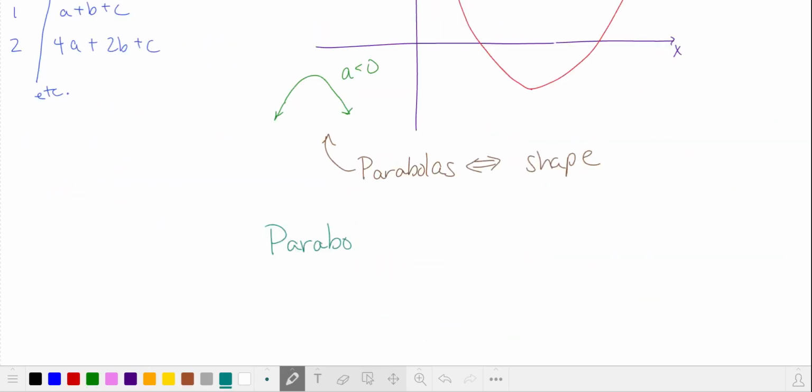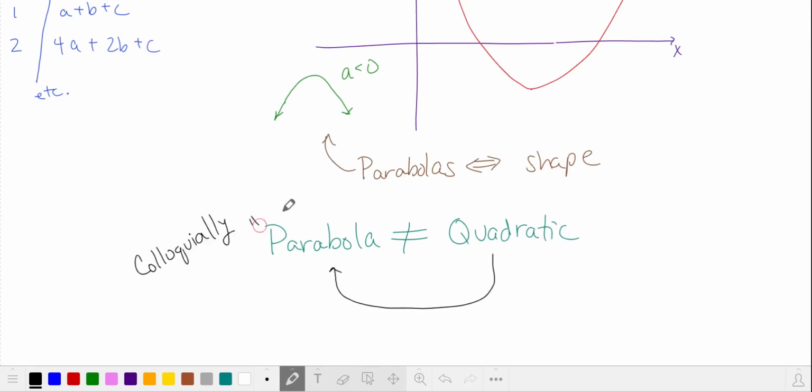So technically, a parabola is not the same thing as a quadratic, although when you graph a quadratic equation in terms of y, you will generate a curve that we call a parabola. But colloquially, these terms are often used interchangeably, and it's not worth getting too hung up over it.